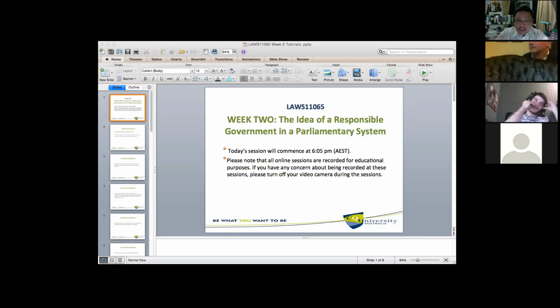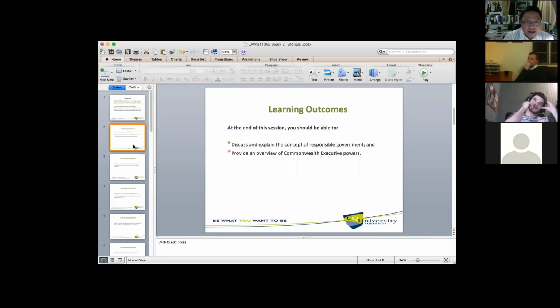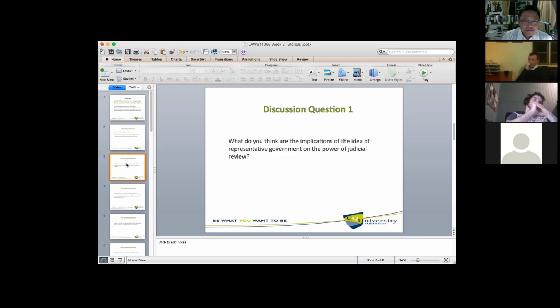Okay, so that's why we're just having an understanding now of basic legal constitutional law principles. So for tonight, at the end of the session, you should then be able to discuss and explain the concept of responsible government and provide an overview of Commonwealth executive powers. So let's begin with the first one.